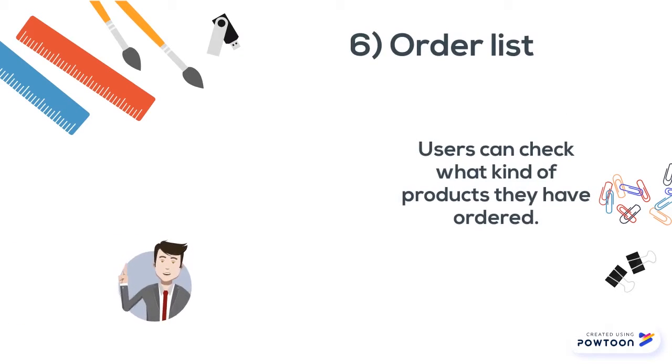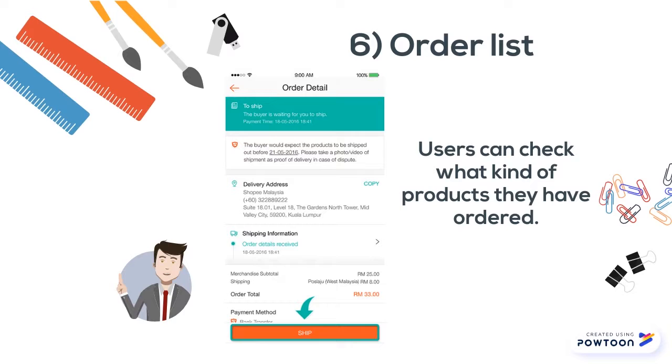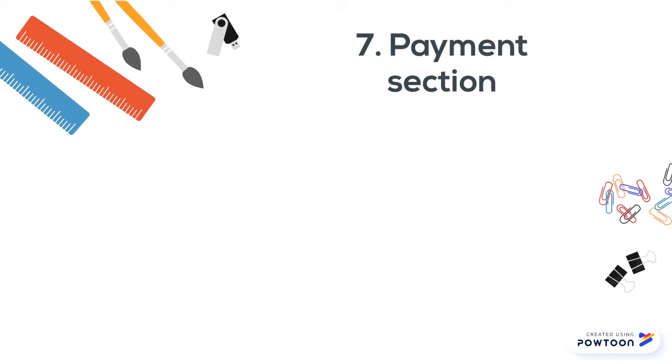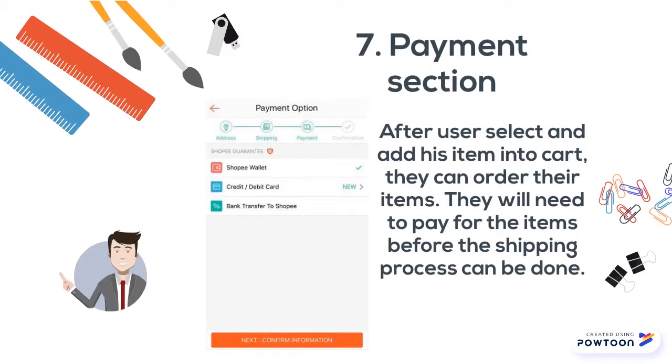And the sixth is the order list. Users can check what kind of products they have ordered in the order list section. And the seventh is the payment section. After users select and add their items into the cart, they can order their items. They will need to pay for the items before the shipping process can be done.